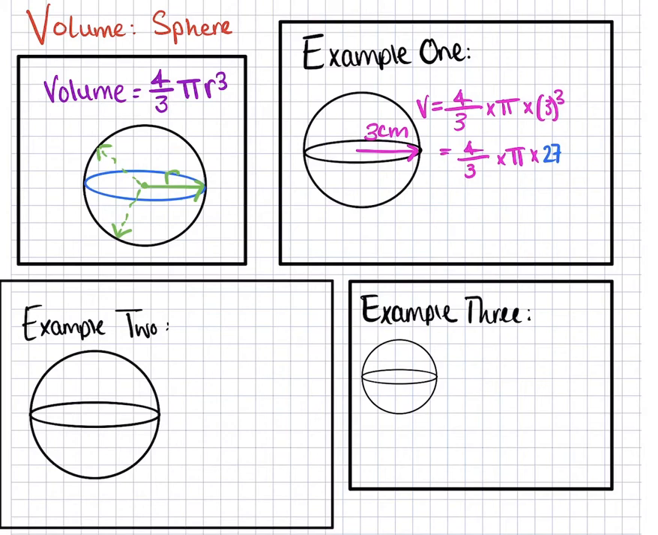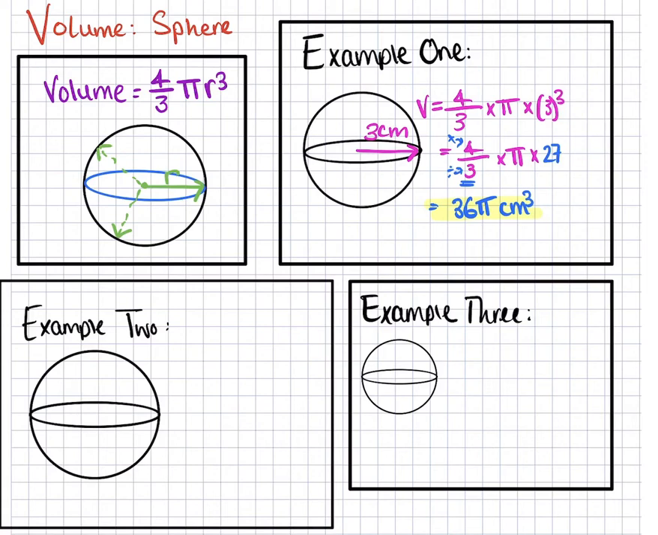Then, again, treating this as if it were a non-calculator question, I'm going to divide that 27 by 3, because that's my denominator, and then I'm going to times my answer by 4, because that's my numerator of this fraction. So 27 divided by 3 is 9, and then 9 times 4 is 36. So I have 36 times pi, which is just 36 pi centimeters cubed, because this is a volume. And that is my final answer.